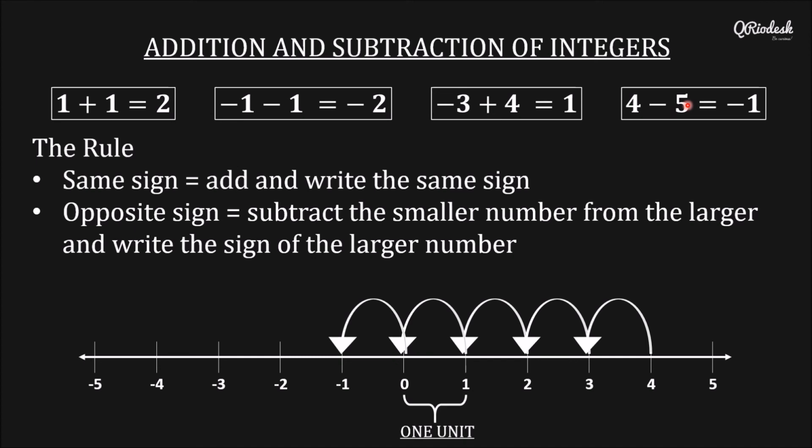Similarly, in the fourth example, 4 minus 5. 4 is having positive sign, 5 is having negative sign. So we'll just subtract 5 minus 4 is 1, and the sign for the larger number is negative. So we'll just put negative sign there.